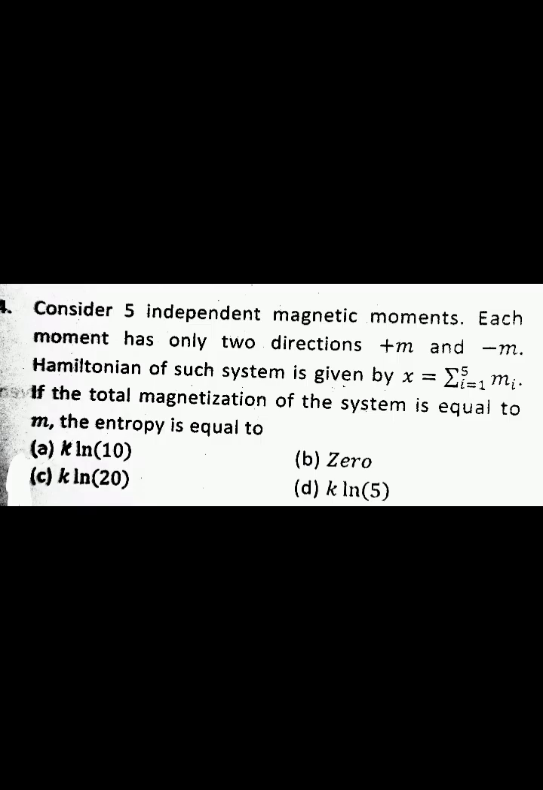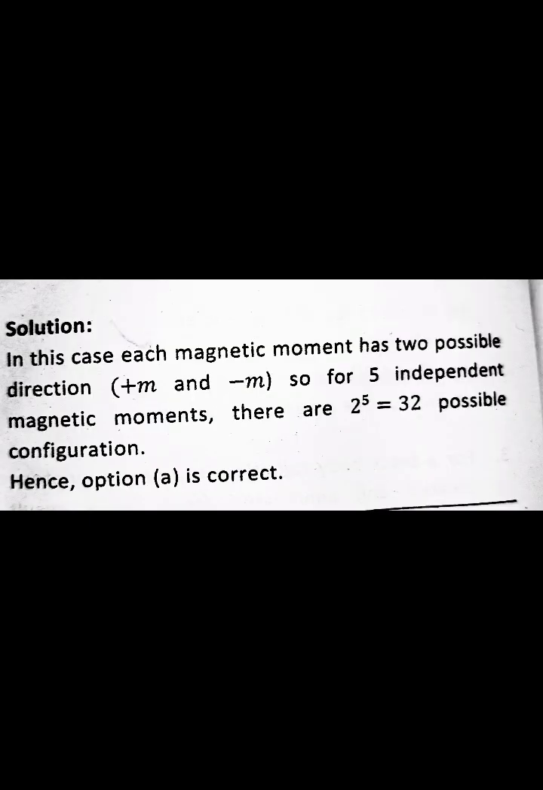Next question is, consider 5 independent magnetic moments. Each moment has only 2 directions, plus m and minus m. The Hamiltonian of such a system is given by H is equal to summation over i equal to 1 to 5 of m i. If the total magnetization of the system is equal to m, the entropy is equal to. So here in this case, each magnetic moment has 2 possible directions, that is plus m and minus m. So for 5 independent magnetic moments, there are 2 raised to 5, that is equal to 32 possible configurations. So the answer is option A.